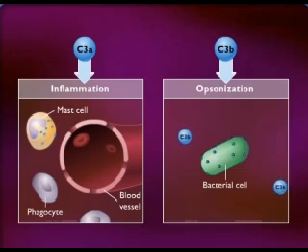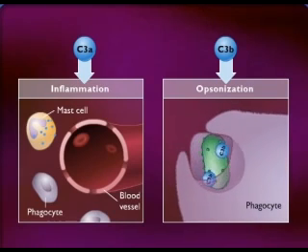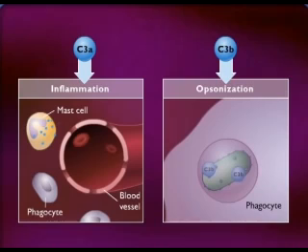C3b also attaches to the surfaces of microorganisms. Phagocytes have a binding site for C3b. Therefore, microorganisms with C3b bound to their surfaces are more susceptible to phagocytosis. Coating of bacteria to make them more susceptible to phagocytosis is called opsonization.